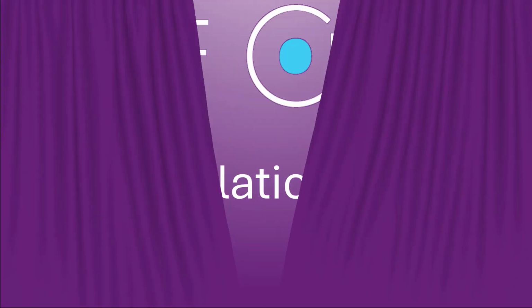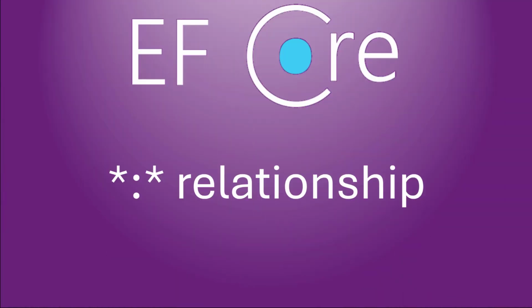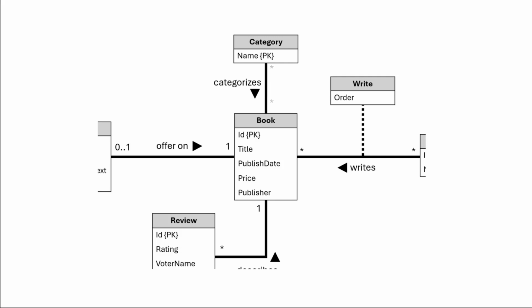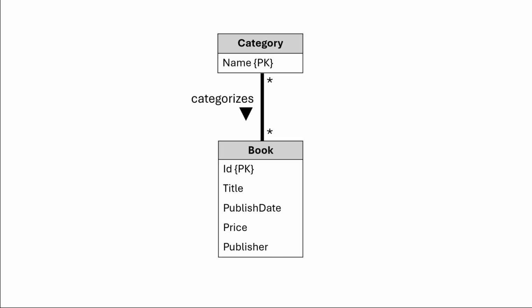And we're back again. This time we're doing the many-to-many relationship. On the by now very familiar diagram, we can find the many-to-many relationship between the category and the book. Many books can belong to the same category, and a book can belong to multiple categories, for example science fiction, fantasy, horror, and so on.